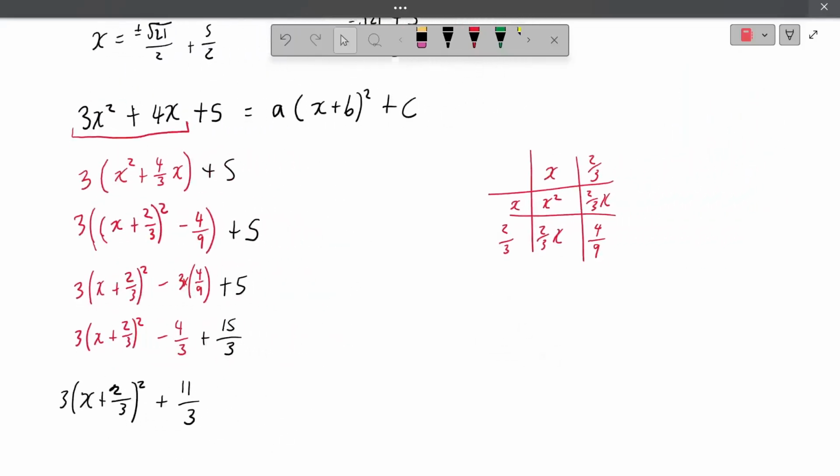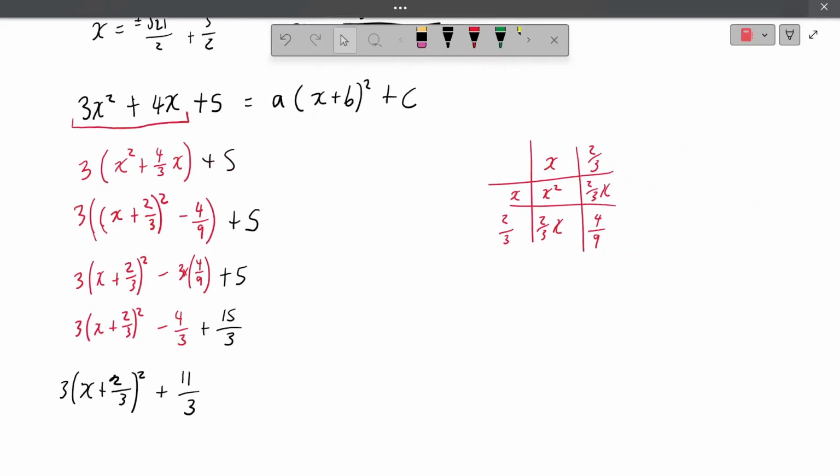So it doesn't have to be integers, and these ones don't tend to be if you've got annoying numbers like this. But that is our answer. So that is what equals 3x squared plus 4x plus 5.